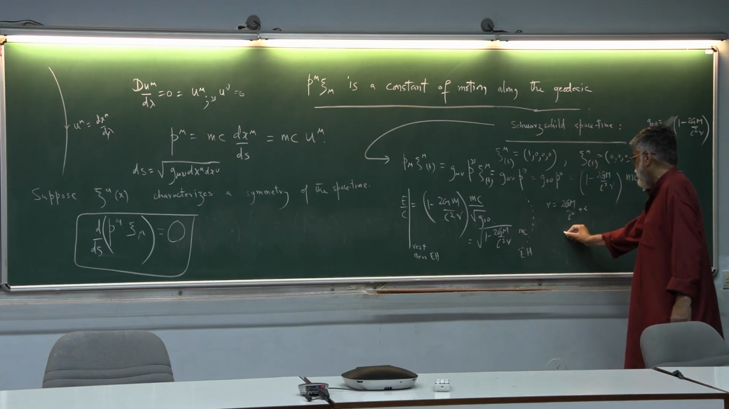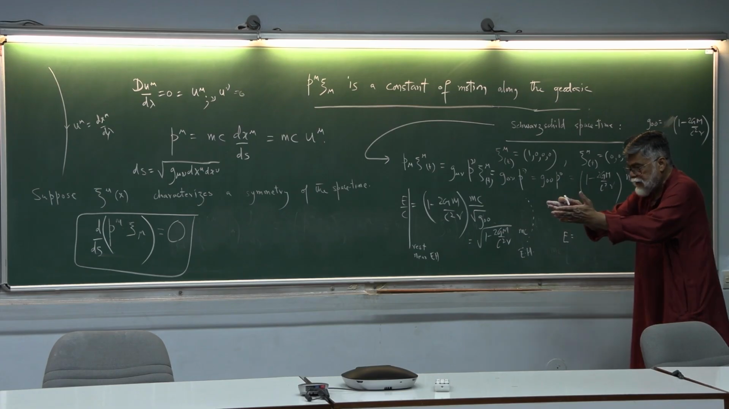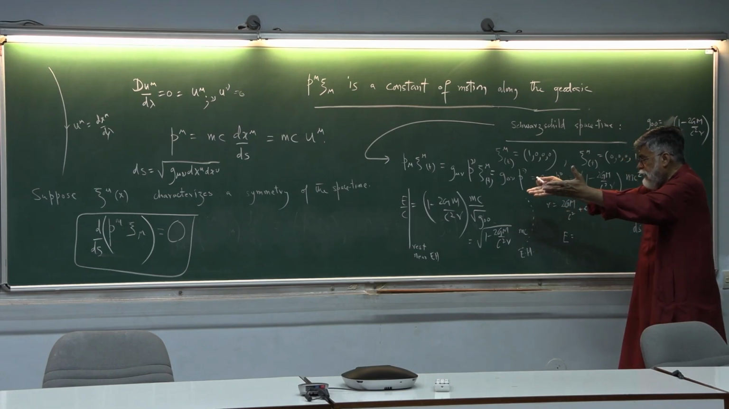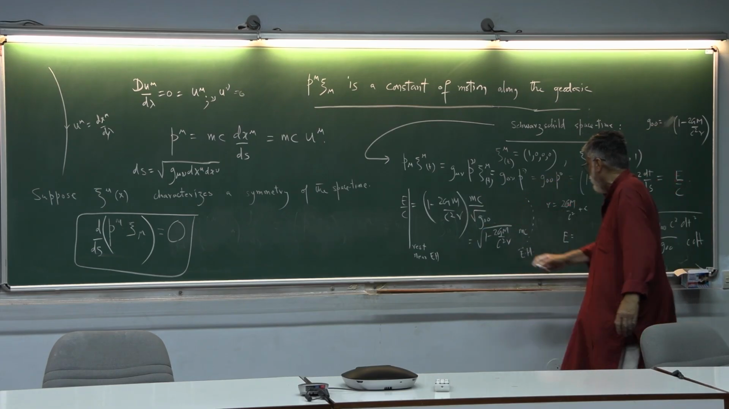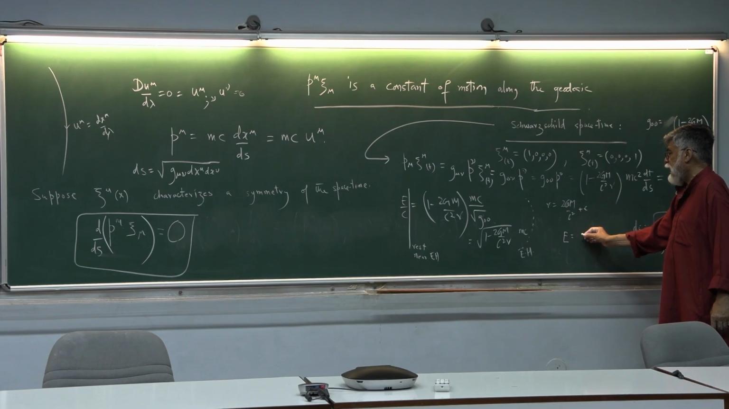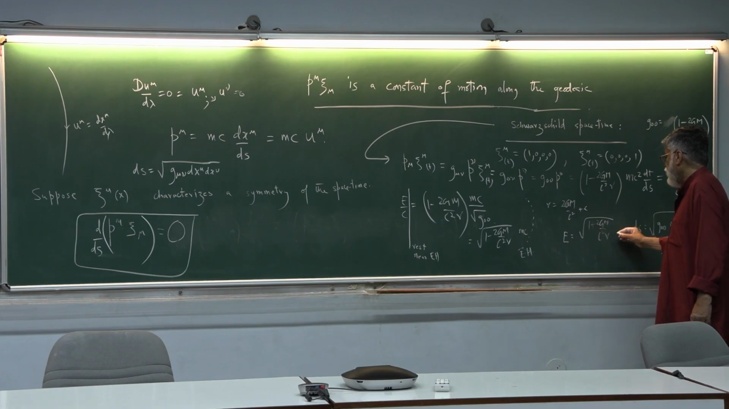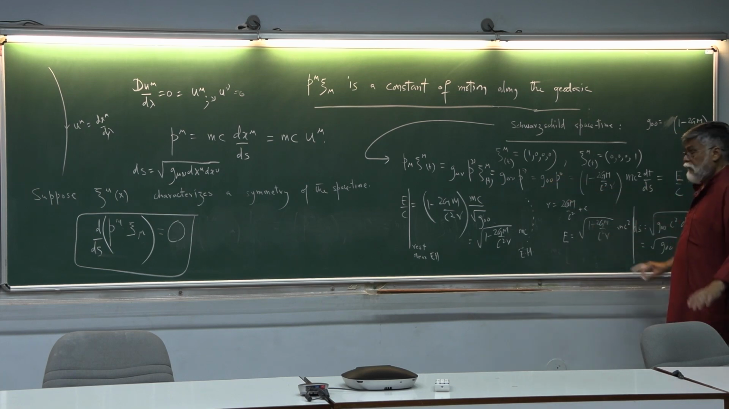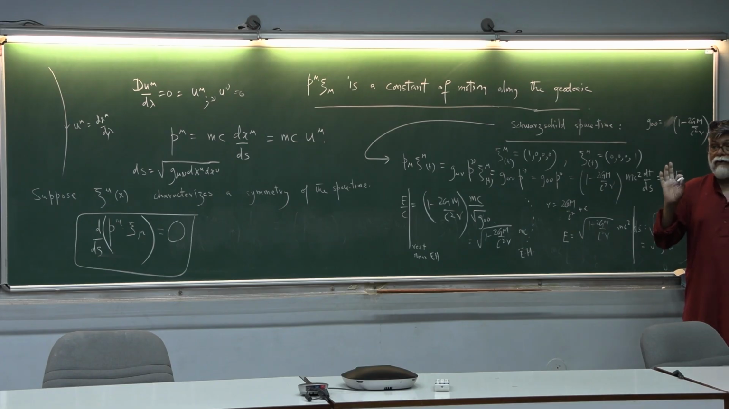And therefore the energy E of the particle which has come to rest at any radial coordinate r, because this r is still a variable, is square root of 1 minus 2GM by c squared r into mc squared, because E by c was this. Is that clear? So let's look at what I have done.